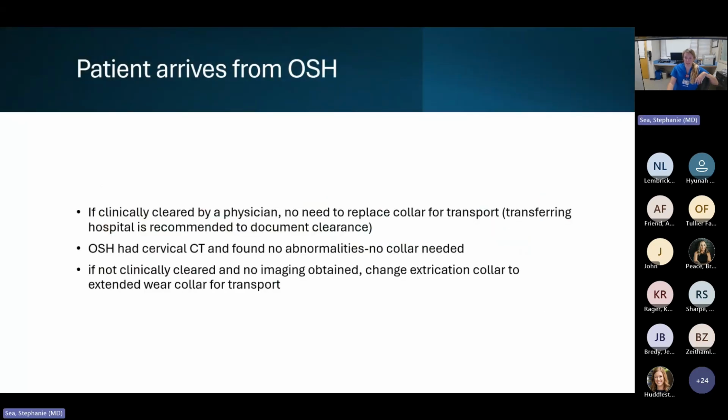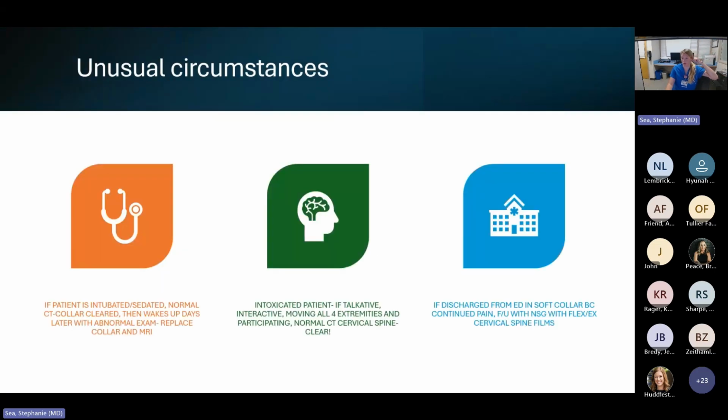The patient that arrives from an outside hospital may be already clinically cleared by that physician from outside, so there's no need to replace the collar once they get here, unless something has clinically changed and you're suspicious. Then obviously we'll throw the collar back on, but otherwise no need to throw it back on. If not clinically cleared, no imaging obtained, change the extrication collar to that extended wear. So again, trying to minimize how long they're in that collar.